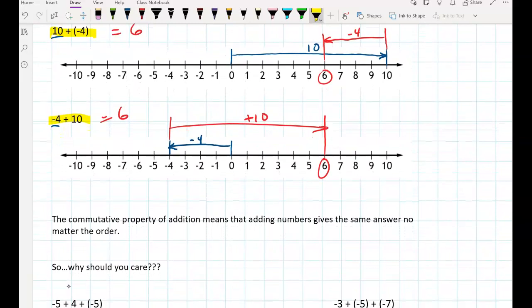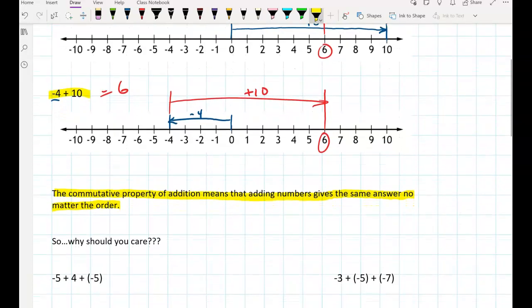You're going to want to write this down. The commutative property of addition means that adding the numbers gives the same answer no matter the order. They can be in any order that you want. As long as you're adding, you're going to get the same answer no matter what.